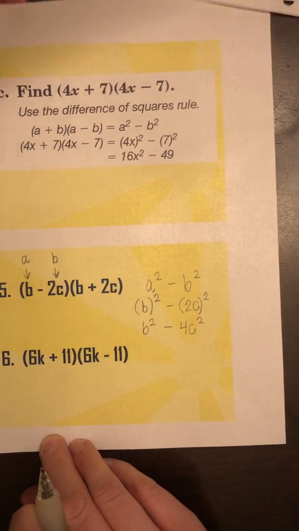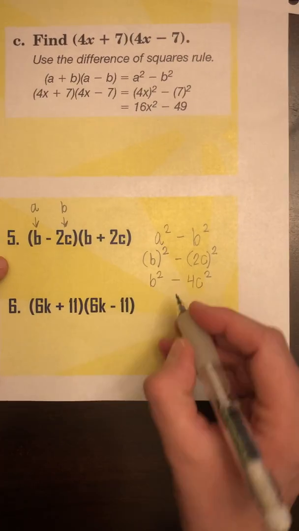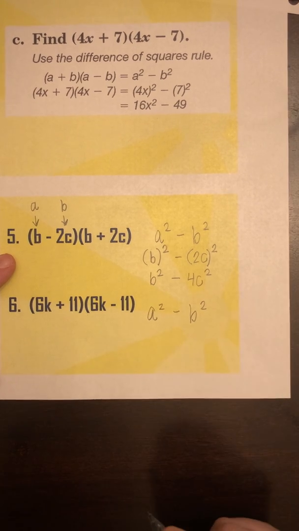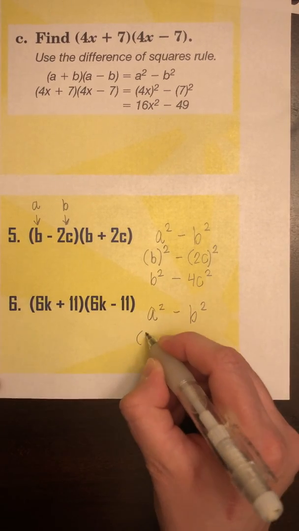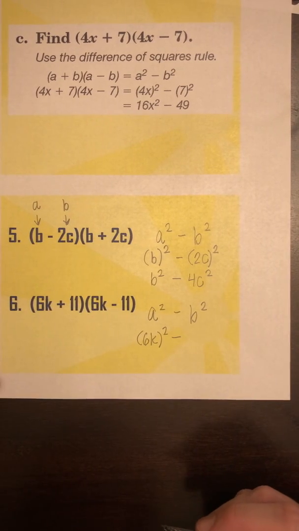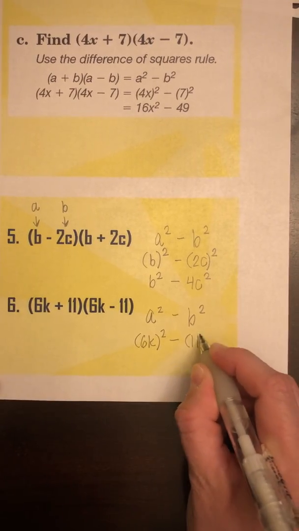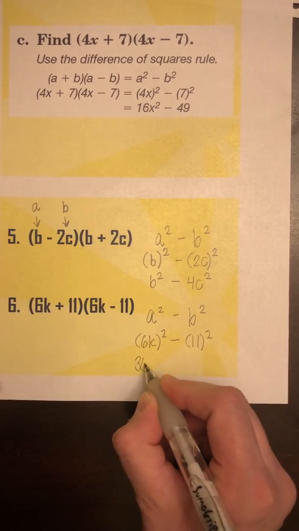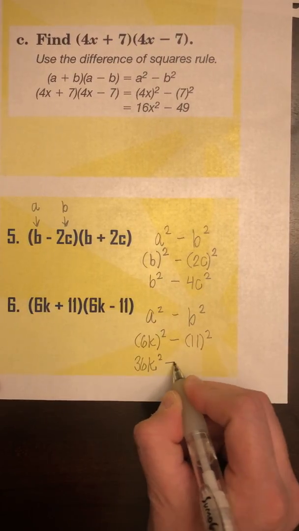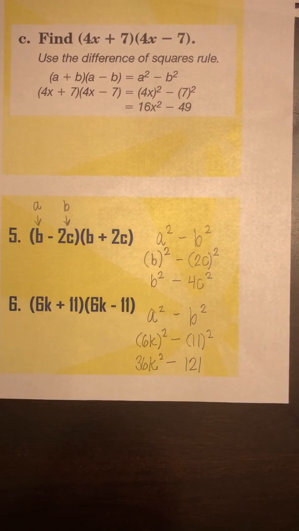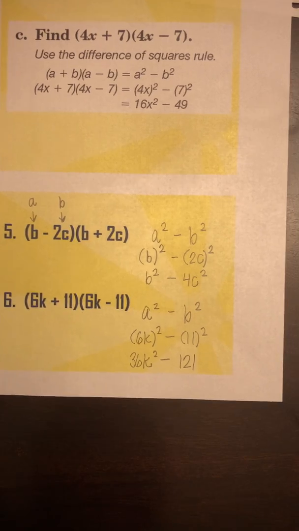Let's look at example number 6. What do you guys think we're going to plug in place of the a? So all I'm doing right now is writing my pattern. Hopefully you guys are thinking, hey, 6k is what we're going to plug in place of the a. What do you guys think we're going to plug in place of the b? Hopefully you have figured out that it is an 11. So 6k to the second power is 36k squared, and 11 to the second power is 121. So we end up with 36k squared minus 121.